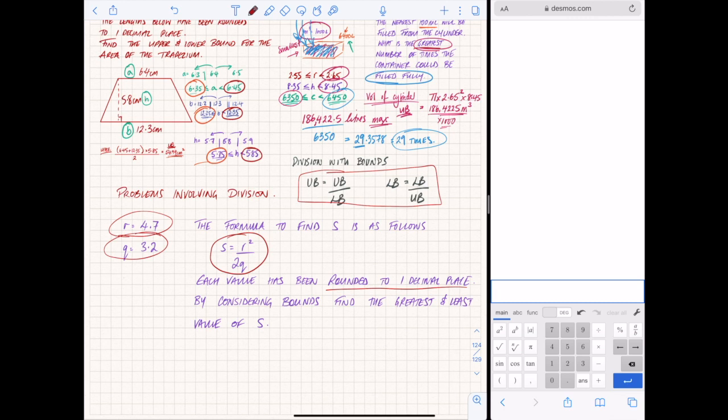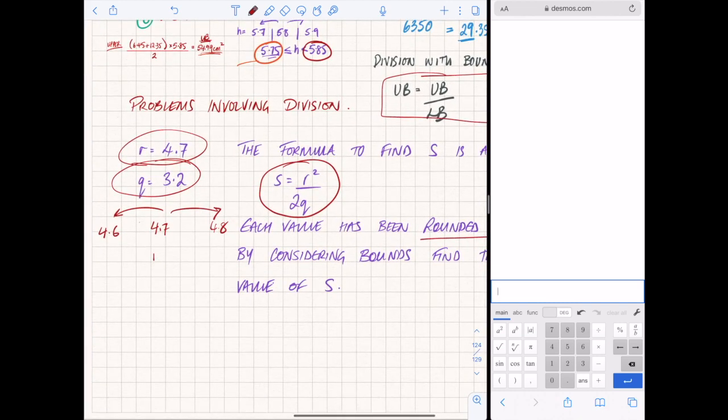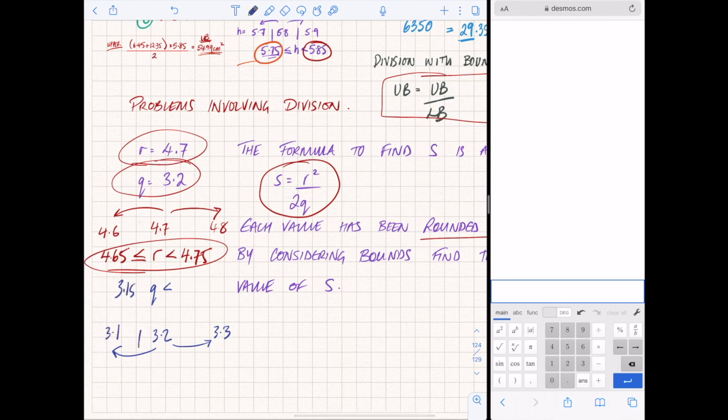Okay, cool. So first of all, 4.7, let's go through our process again. 4.7, 4.8, 4.6. So therefore, we know that R, and always make sure you write this down, is 4.75 as an upper bound, and then 4.65 as a lower bound. So we've got R. Next, do the same for Q. Put Q in the middle: 3.2 is what we had. So 3.2 goes to 3.3, 3.1. So in the middle, 3.15, and here, 3.25. Okay, so you've got your upper bound and your lower bound for Q and R.